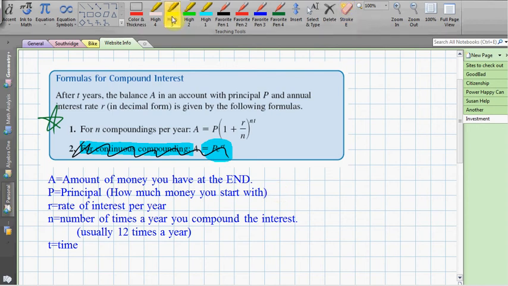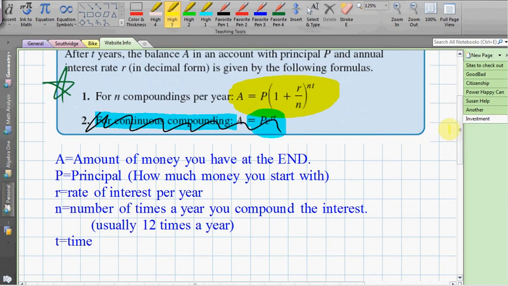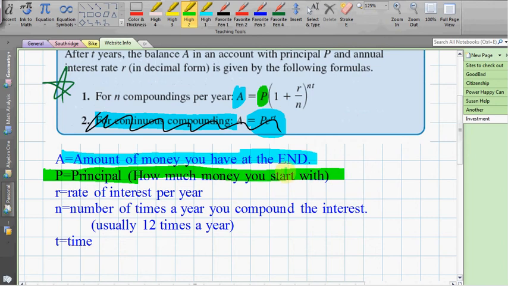Okay, long story short, this is a very famous investment formula, and I'm going to try to explain it, and hopefully we can use it together here. I'm going to try to explain all these variables here. A is what? A is the amount of money you have at the very end of your investment. P is very important. P is the principal, how much money you're going to start with.